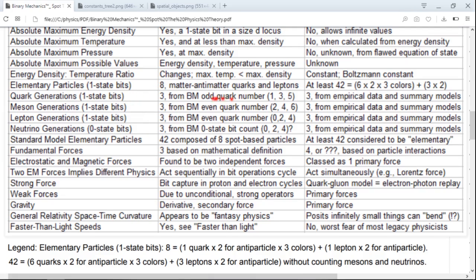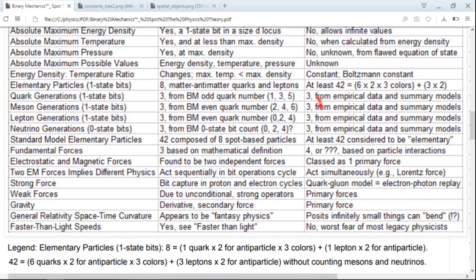For example, the 3 quark generations are based upon odd quark numbers in the compositions 1, 3, and 5. The meson generations similarly are 3, and in binary mechanics these are based upon even quark numbers 2, 4, and 6 of them. The lepton generations are also accounted for in binary mechanics with even quark number 0, 2, and 4. Finally, the neutrino generations are 3 from 0-state bit count, which could be 0, 2, and 4 also.